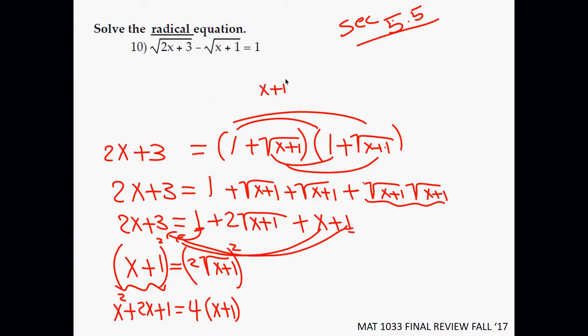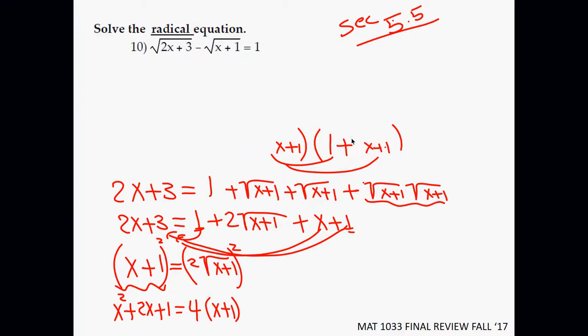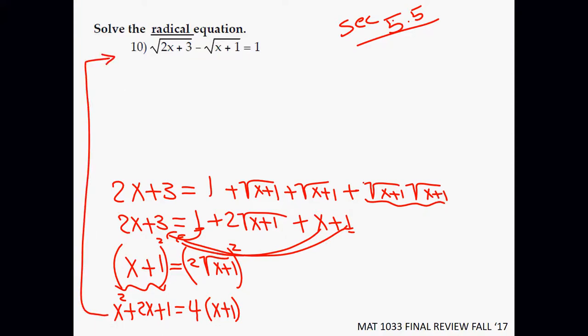Going to raise the top half. So now we need to combine like terms. You will end up, so I'm going here to the top, you will have x squared plus 2x plus 1 equals 4x plus 4.